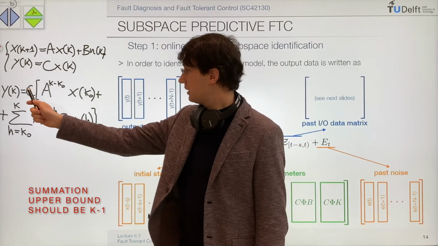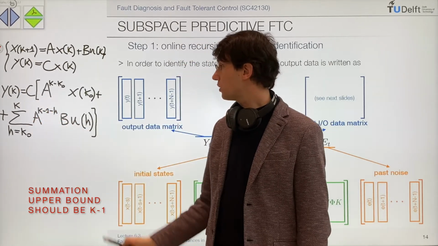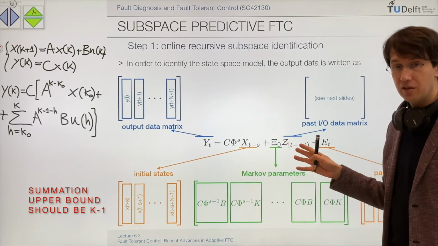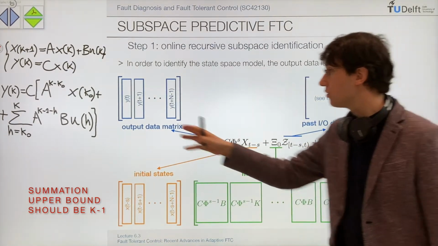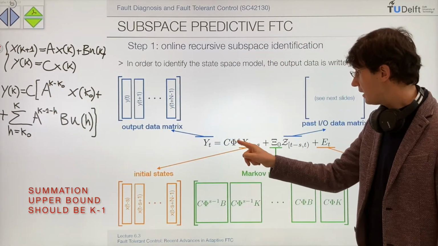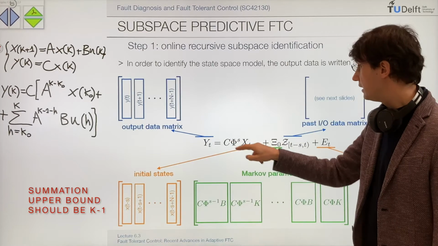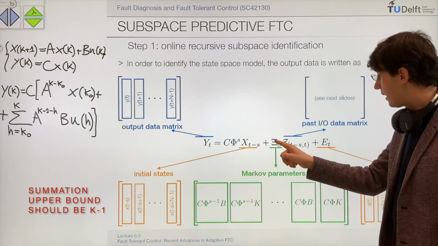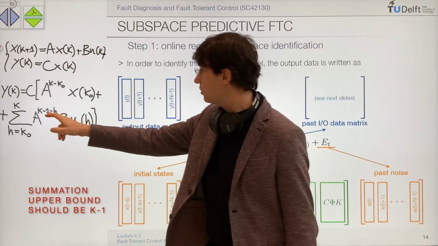So if you think about this convolution sum, so this explicit way of writing the output as a function of initial states and the input, well, they are equivalent. So this is just a way of writing this convolution sum. You see that we have here C, this matrix to the power of something, and then initial states. So this is equivalent to this first part that you have here. And then the Markov parameters have terms that are exactly equivalent to terms that you have here.